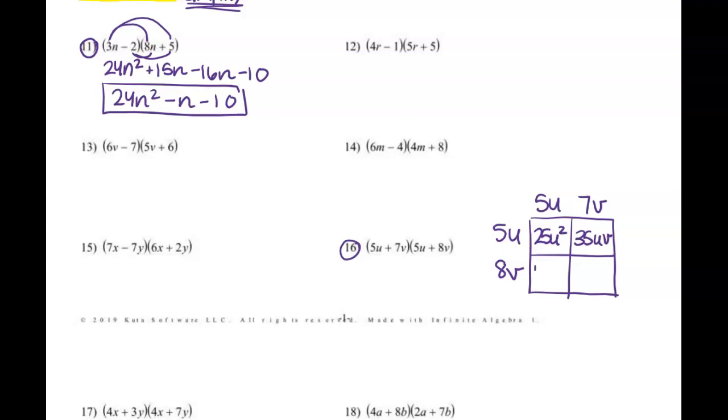8v times 5u is 40. You could say vu, but I'm going to stick with uv. 8v times 7v is 56v squared. So then our answer is 25u squared, 40 plus 35 is 75uv, plus 56v squared. And these are all very similar.